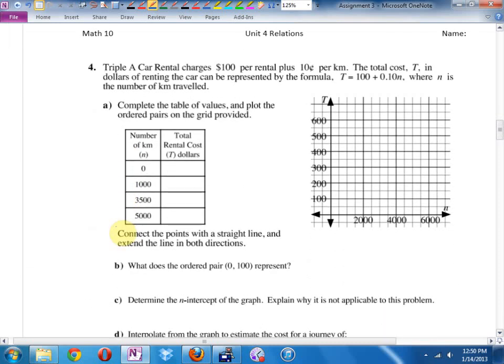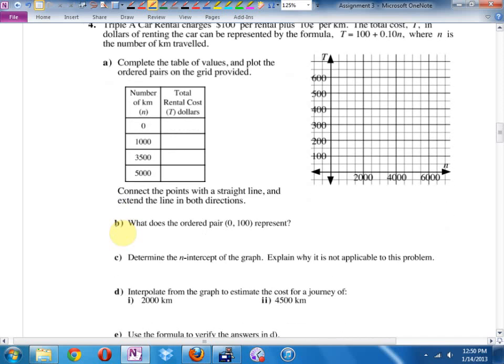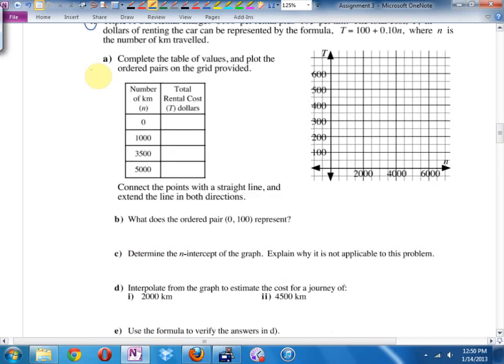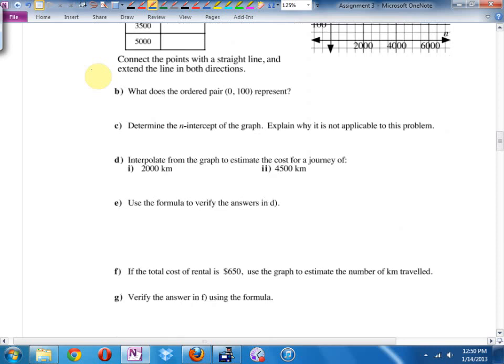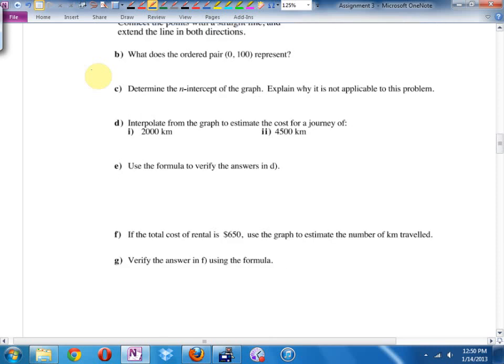Number 4, AAA car rental charges $100 per rental plus 10 cents per kilometer. The total cost T in dollars of renting the car can be represented. Oh, there's the equation. T equals 100 plus 0.1 times N, where N is the number of kilometers traveled. So I guess T is sitting where the Y is on the Y-axis, and N is like the X. It says complete the table of values. So number 4 is fair game. Do a table of values, connect the dots, and then see if you can answer the questions here.